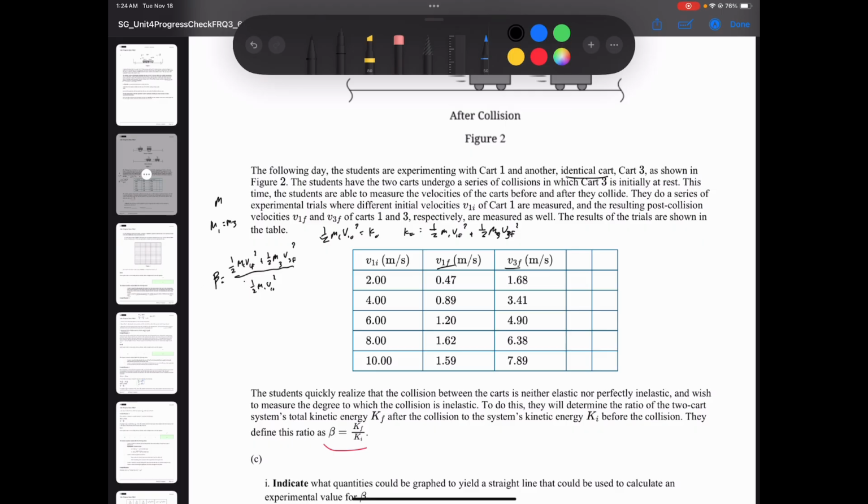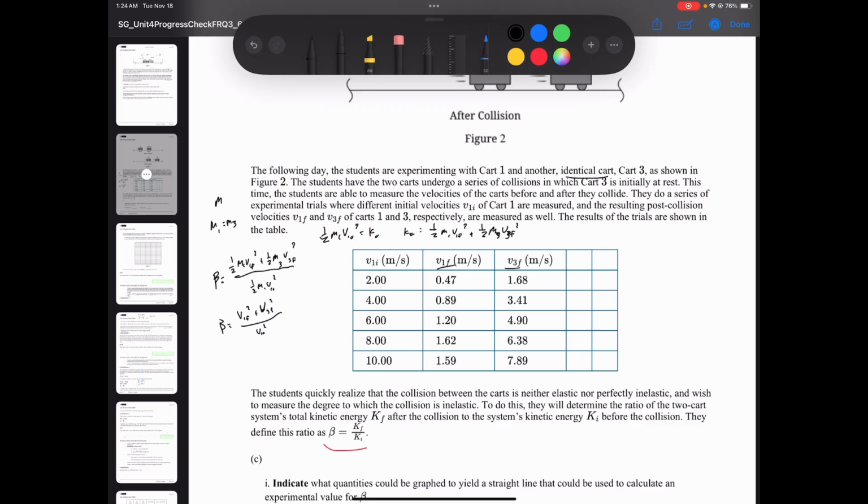So I'm going to divide both sides of the equation by... No, actually, hold on, because the 1/2 m just factors out. Yeah. So I have 1/2 m in these terms, and then I have 1/2 m over here. So basically, beta is equal to v1f squared plus v3f squared all over v1 naught squared. All right.